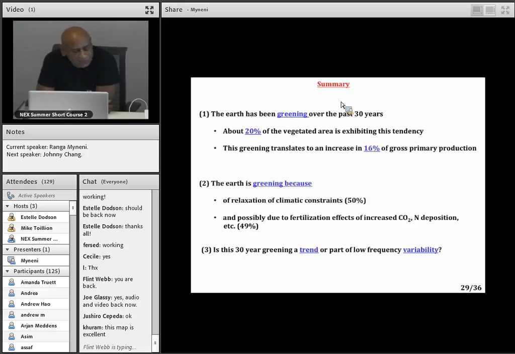And the earth is greening because of relaxation of climatic constraints. About half of it can be explained by relaxation of climatic constraints. And the other half possibly due to fertilization effects from increased CO2, N deposition, anthropogenic influences, etc., etc.